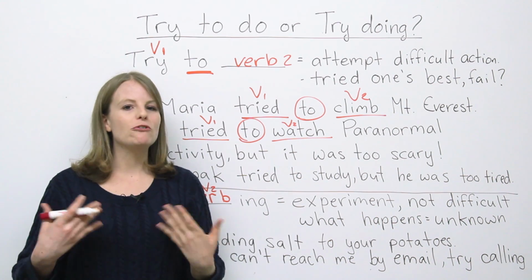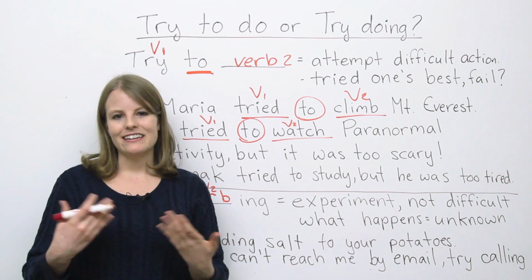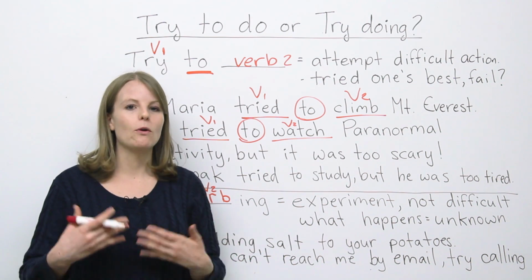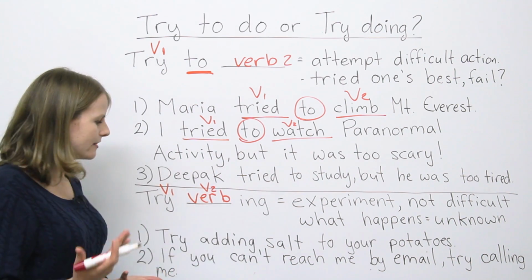You try something, but you don't know what's going to happen. Okay, so the outcome, you don't know what will happen, and you want to see what will happen. So in this way, it's an experiment. So let's look at some examples.